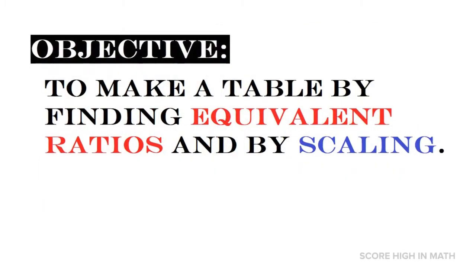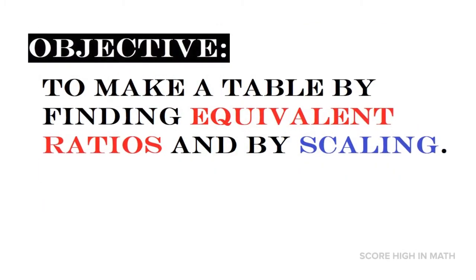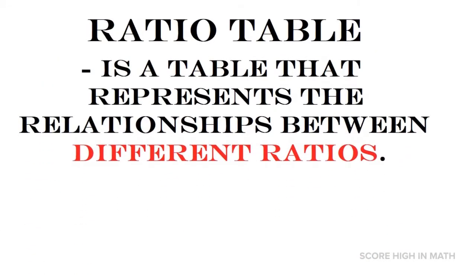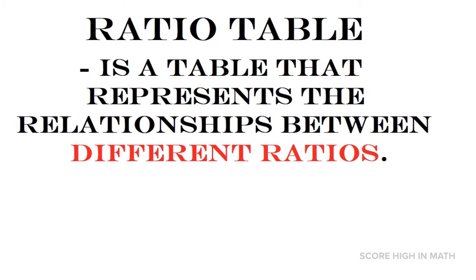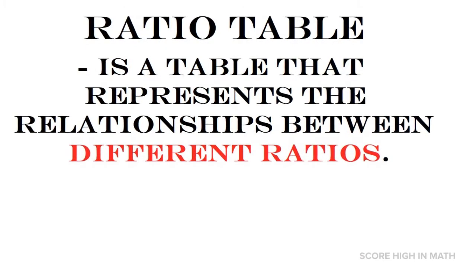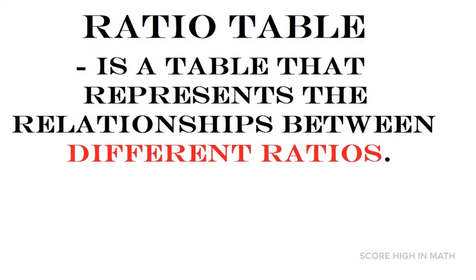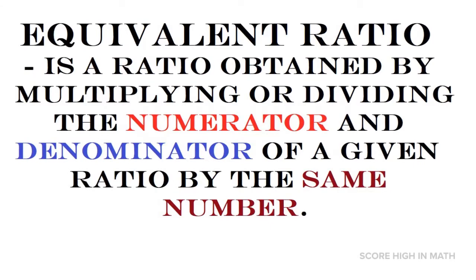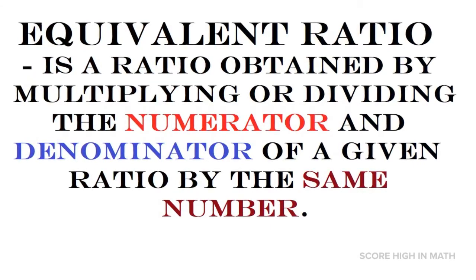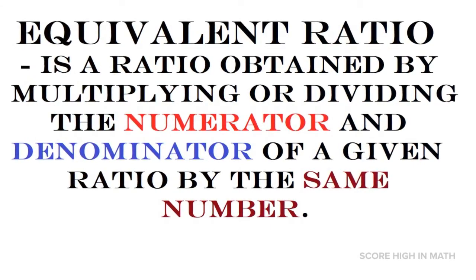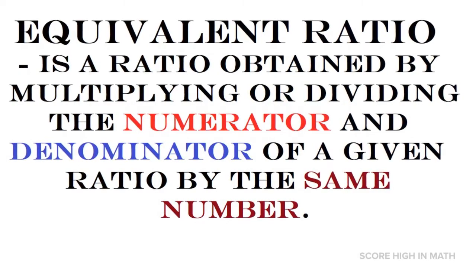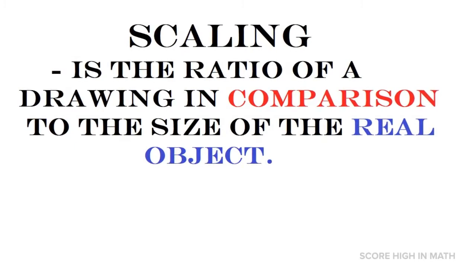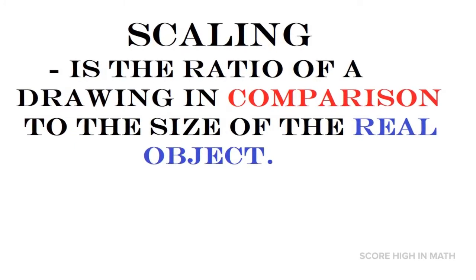The objective of our lesson is to make a table by finding equivalent ratios and by scaling. Let us discuss what a ratio table is. It is a table that represents the relationship between different ratios. An equivalent ratio is a ratio obtained by multiplying or dividing the numerator and denominator of a given ratio by the same number. And scaling is the ratio of a drawing in comparison to the size of the real object.